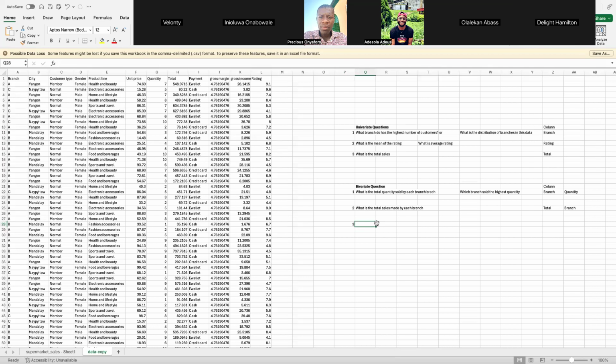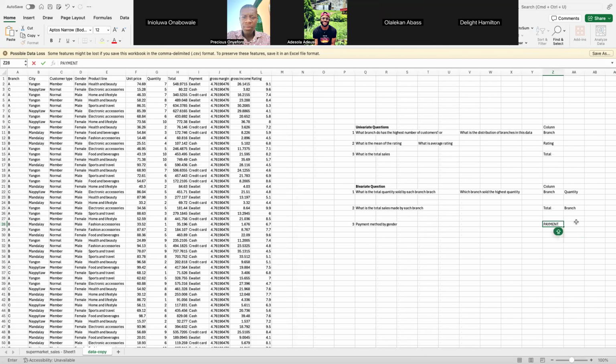Payment method by gender, okay. So we want to know, are females paying more with credit card, or are they paying more with cash or e-wallet? So the columns you're going to be using are payments and gender.